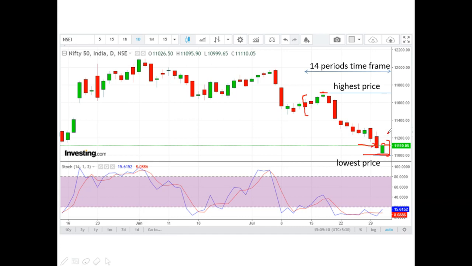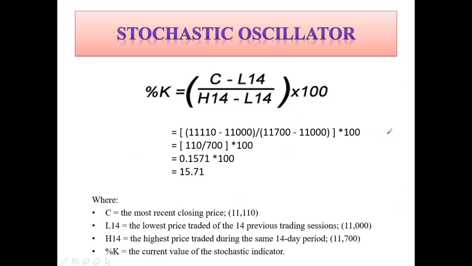If we apply these values on the indicator, we'll see this. As we can see, I've entered the values here. The closing price, which is 11,110. The lowest price traded in the previous trading sessions, which is 11,000. Then the highest price, we have 11,700 minus the 11,000 value. When we apply it, it'll give the 15.71 value, which is under 20, which indicates the oversold value.